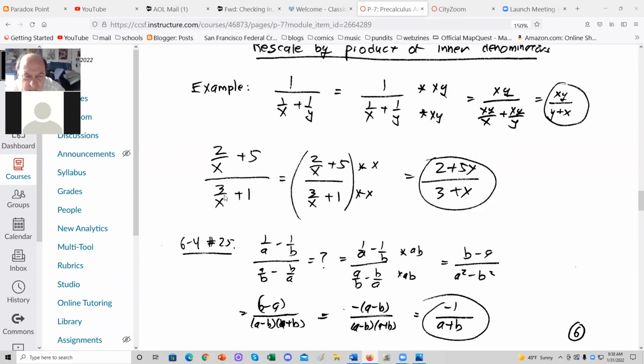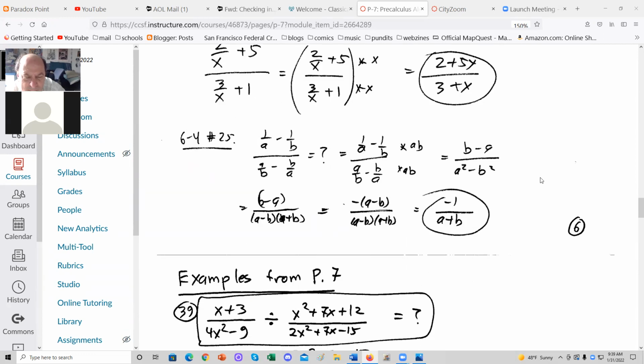2 over x plus 5, all that over 3 over x plus 1. Both this and this have an inner denominator of x, so we'll rescale by x, multiply above and below by x. 2 over x plus 5, after distributing and multiplying, gives 2 plus 5x. 3 over x plus 1, after multiplying by x, distributing and simplifying, gives 3 plus x. So the end result is 2 plus 5x over 3 plus x.